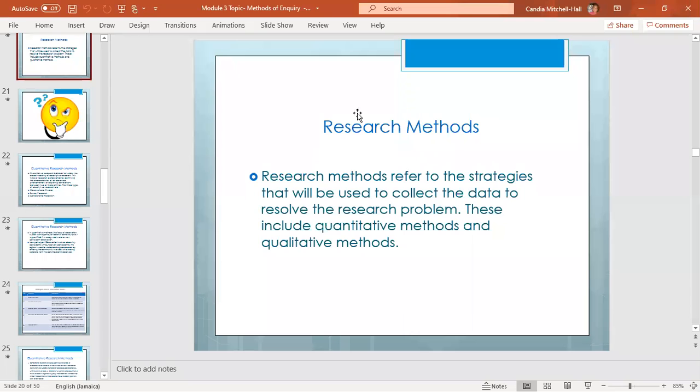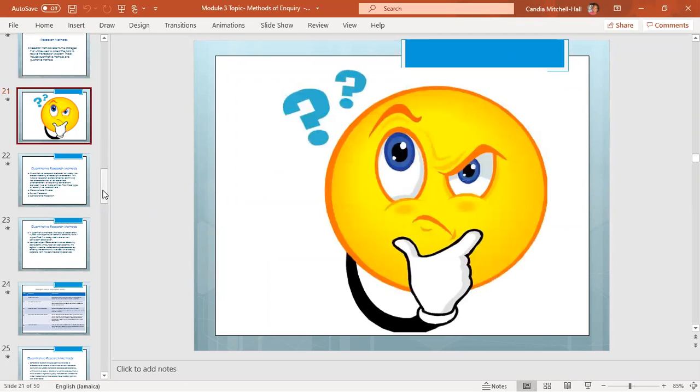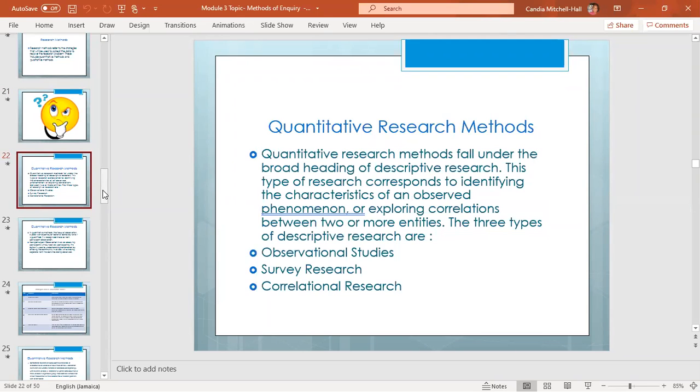Always, and this is a very popular question that comes up in the exam about your research: what is the research method? So always remember that your research method is the strategies that the person actually used to collect their data. And there are two main ways, quantitative and also qualitative. Some forms of quantitative research would include observational studies, survey research, correlation research. So those are examples. I believe another time we'll get to go through these.